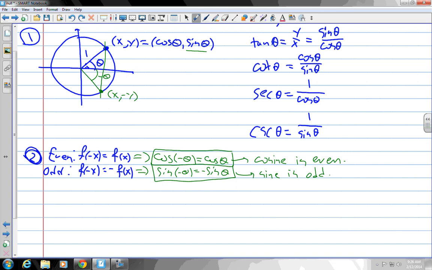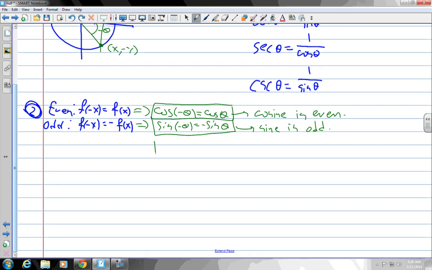Okay? But also, since tangent is y over x, since the sign of y changed, but the sign of x didn't, the y over x will still be negative in this case. So the sign of tangent also changes. So you can also say that tangent of negative theta is negative tangent of theta. So tangent is an odd function.